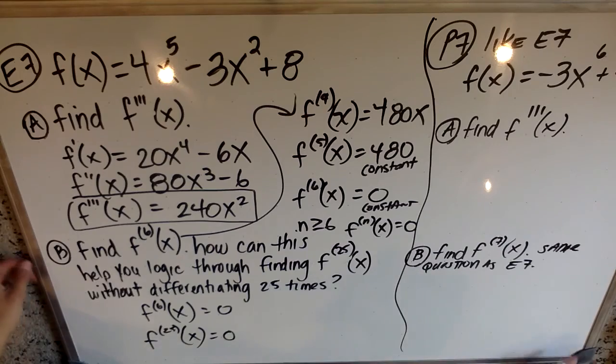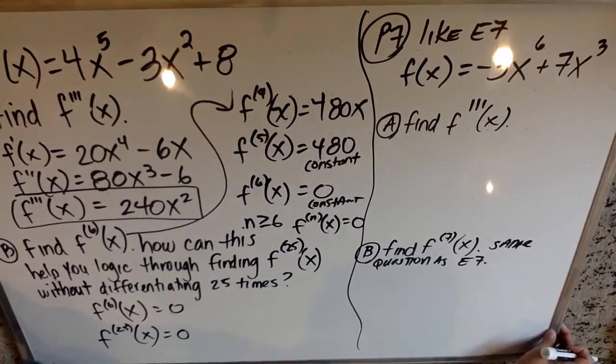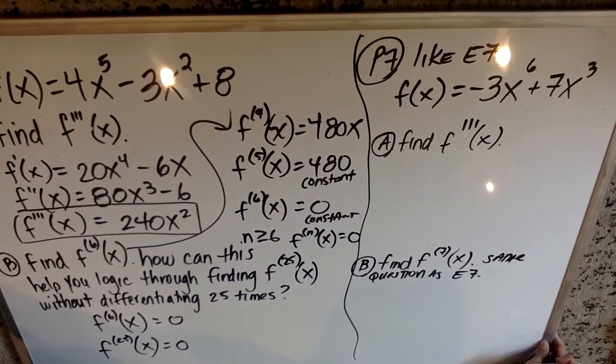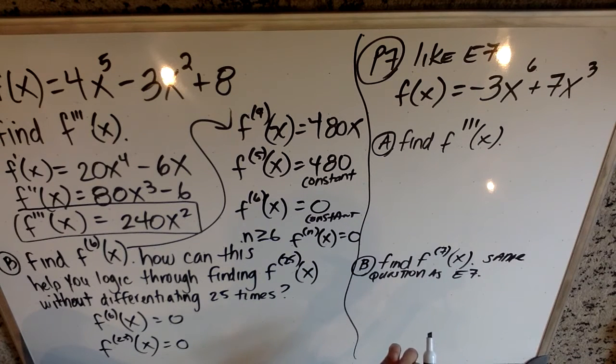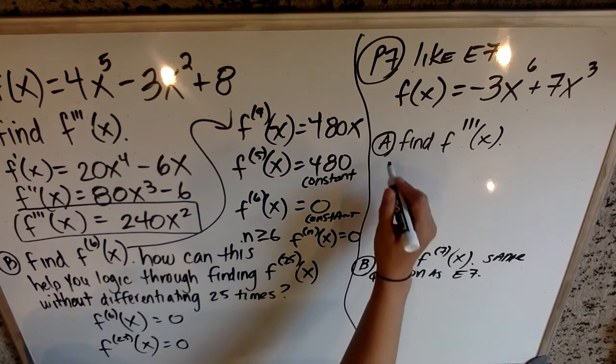So I want you to try a P7. It's the same basic idea, but I gave you a slightly different polynomial. So it is a negative 3x to the 6th plus 7x cubed. Pause me if you want to do it without me. I'm going to go ahead and walk through.